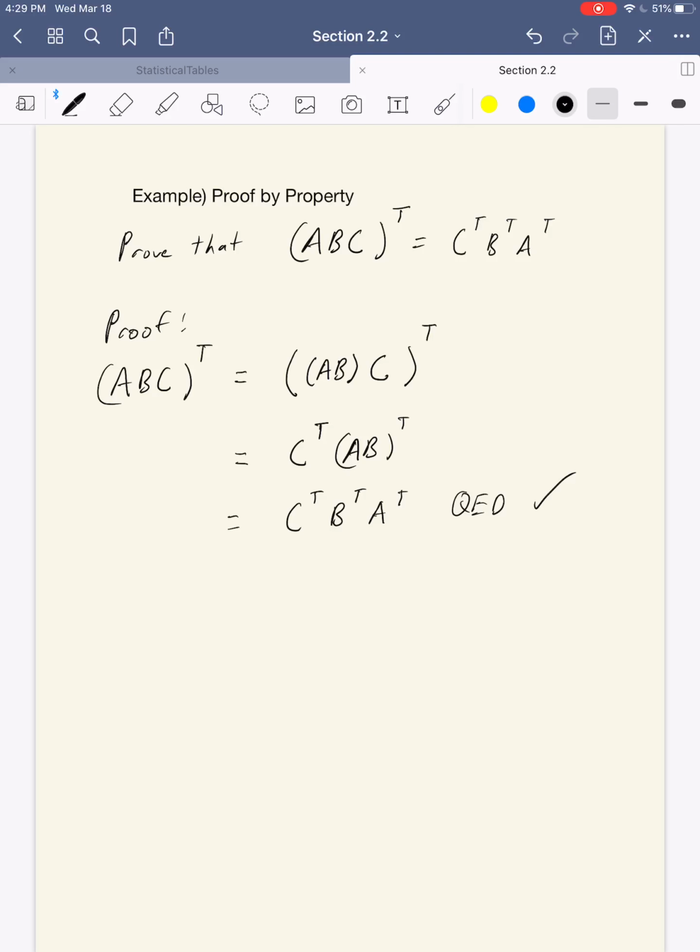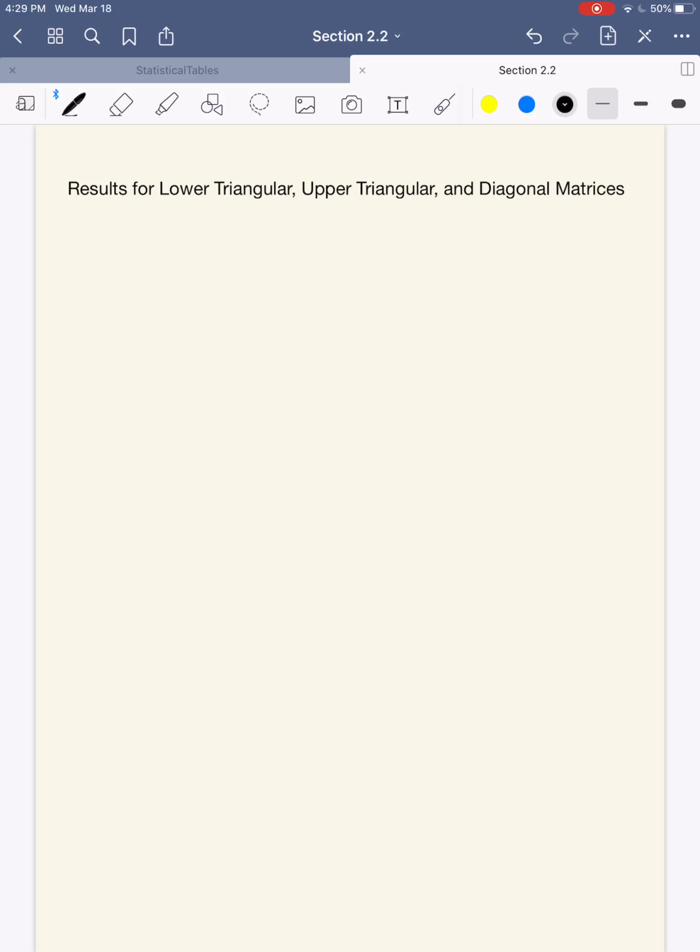All right. We're going to continue and introduce a few more theorems or concepts, again focusing on the algebra of matrices and how it relates to some special types of matrices that we've encountered already. So let's go ahead and talk about that. We're going to talk about some results for lower triangular, upper triangular, and diagonal matrices. So we're just going to establish three results here.